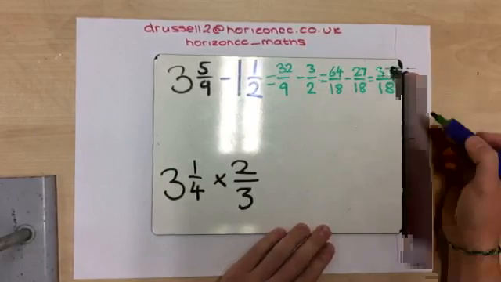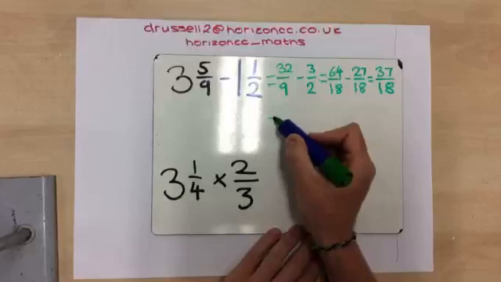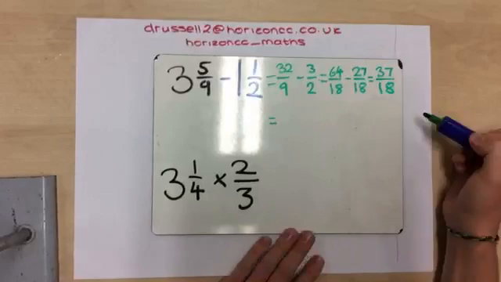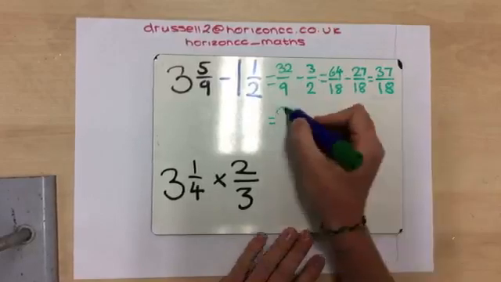Now, you may be asked to give it as a mixed number. It could tell you in the question. 18s go into 37 twice.